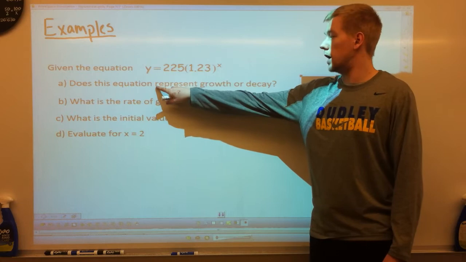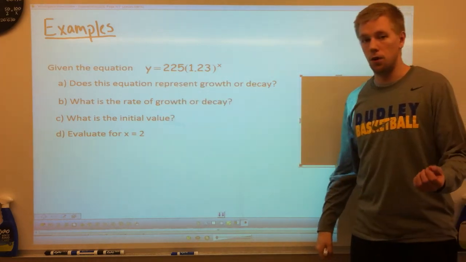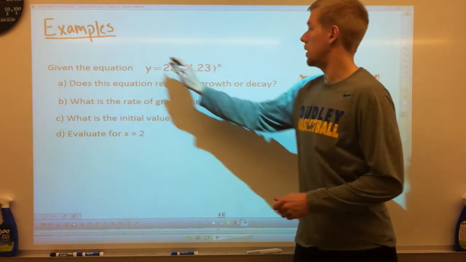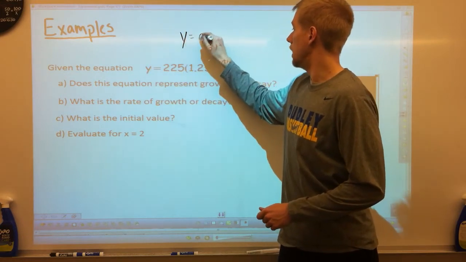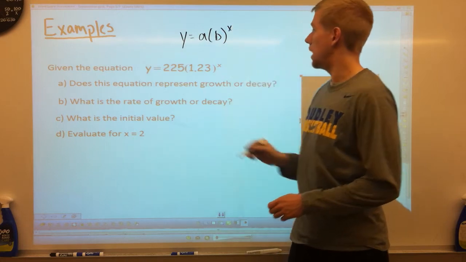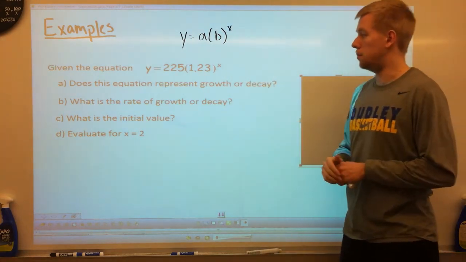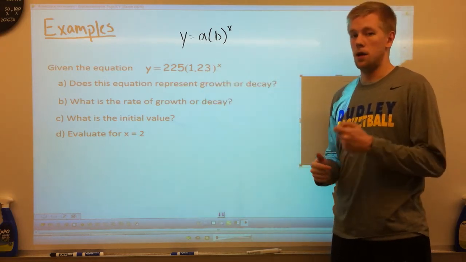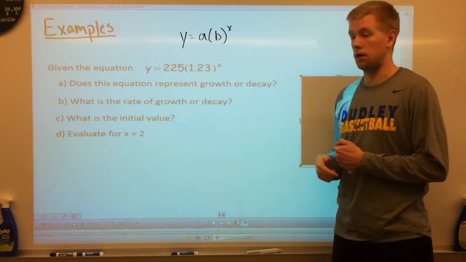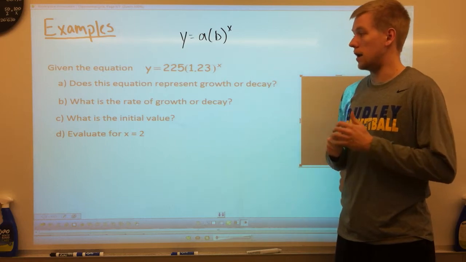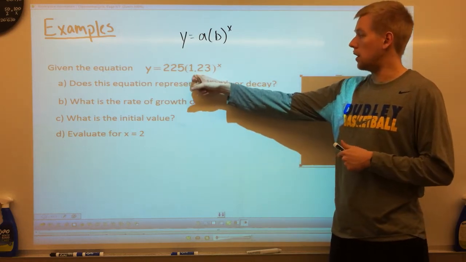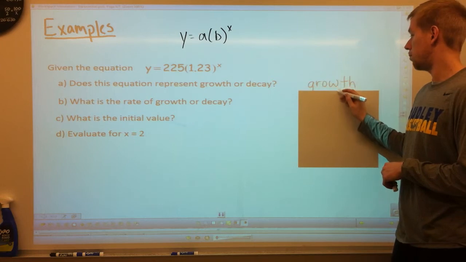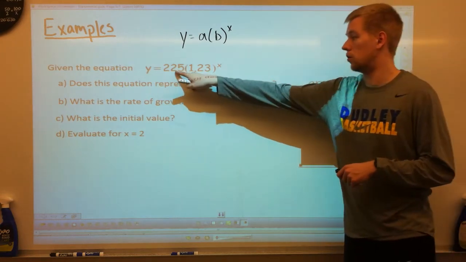Okay? So, does this equation represent growth or decay? To determine if it's growth or decay, I need to look at that b value. Initially, the very first slide we had was our formula, a times b raised to the x power. So determine what my b is. My b, if I look in parentheses, is 1.23. We just practiced changing those percents to decimals based off if it was increase or decrease. So if it's increasing, we had a 1 in front of our decimal. For my b value here, I have a 1 in front of my decimal, so that is going to be a growth problem. So this value would be growing.